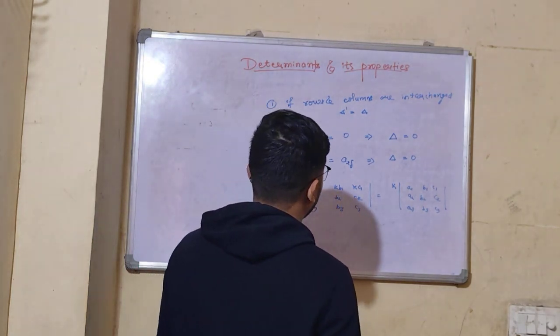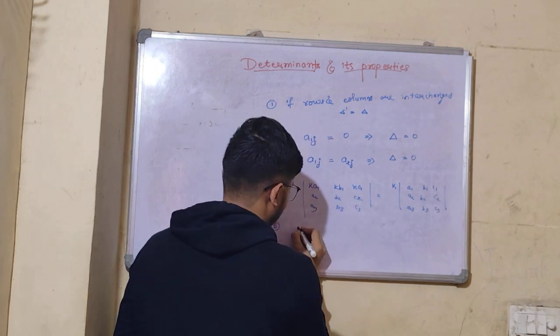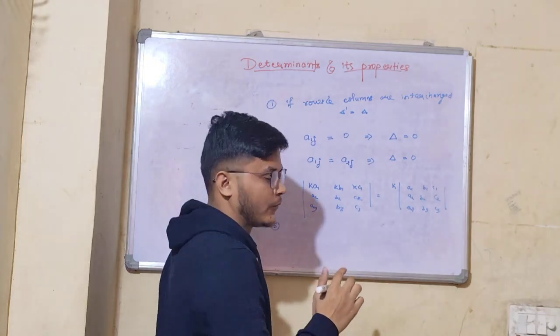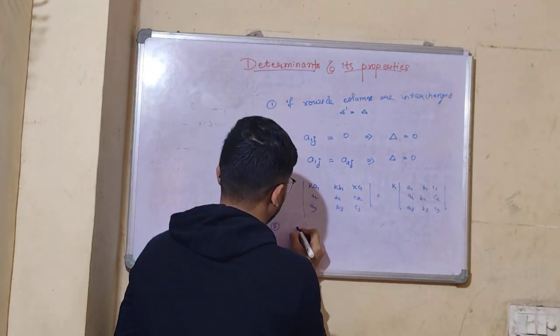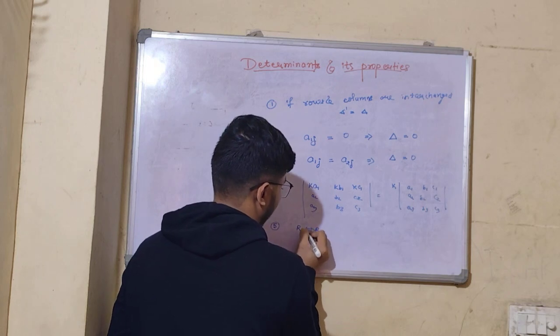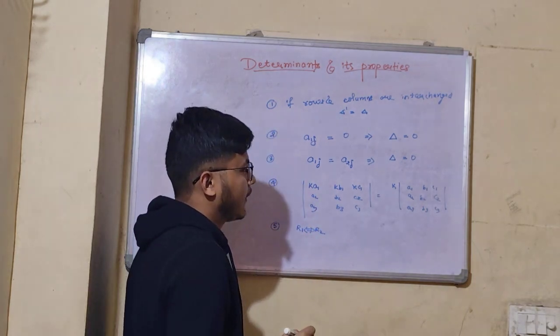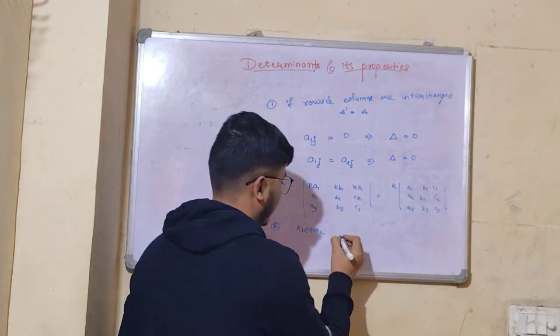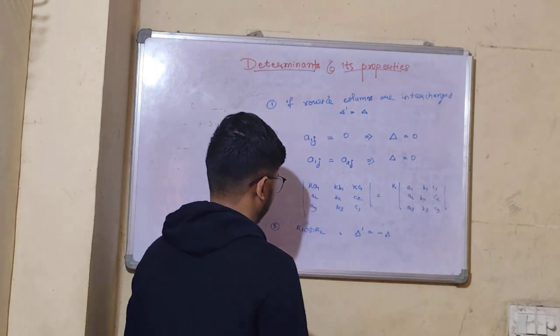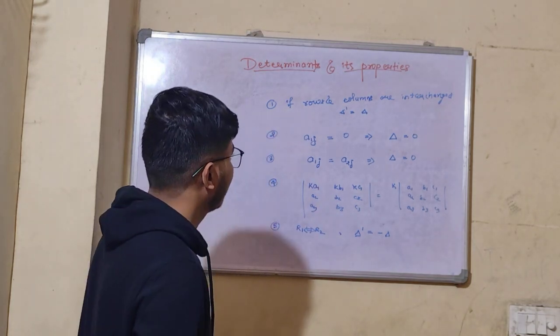The next property we have is that if we interchange any two rows or any two columns, that is, if we interchange R1 and R2, let's say, then the value of delta will become negative. This is one property. Hope you are clear.